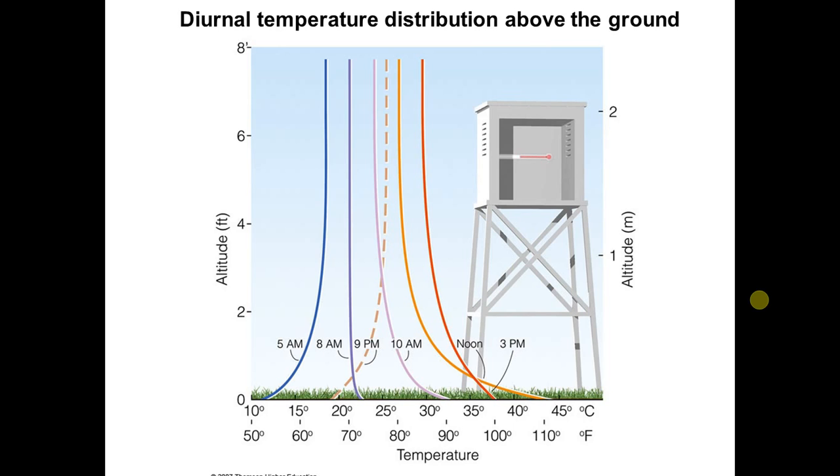So these curves are basically color-coded, where the blue is the coldest time of the day, and then as you get into the red, you're looking at the warmer times of day. And you'll see here in this example at 5 a.m., the temperature at the ground is about 50 Fahrenheit, but only a few feet up, it's in the low to mid-60s.